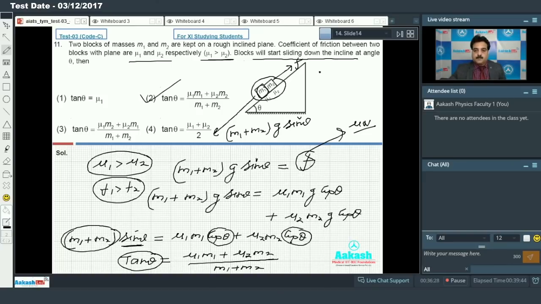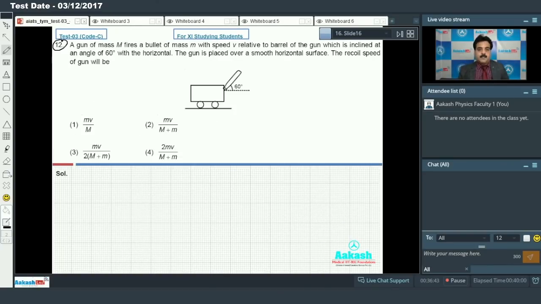Now I am going to read question number 12. A gun of mass M fires a bullet of mass m with speed v relative to the barrel of the gun. This is a very important line, so you have to be very careful with this. The barrel is inclined at an angle of 60 degrees with the horizontal, as shown in the diagram. The gun is placed over a smooth horizontal surface, so there is no friction. The recoil speed of the gun will be?